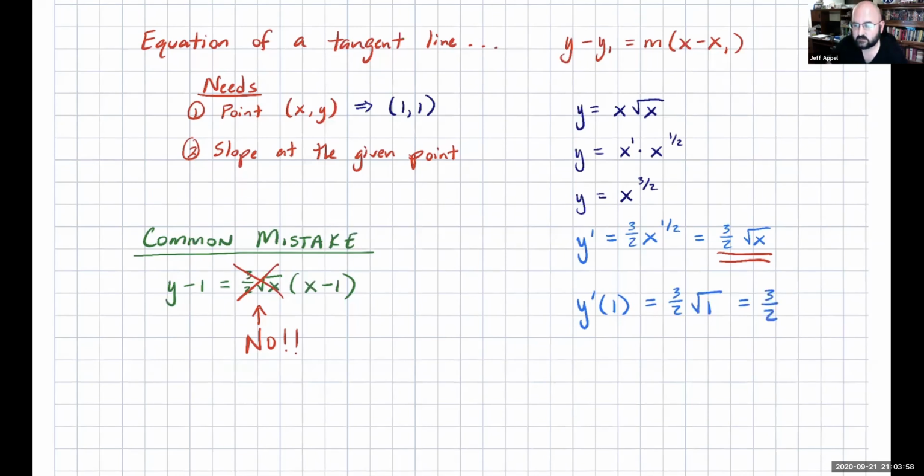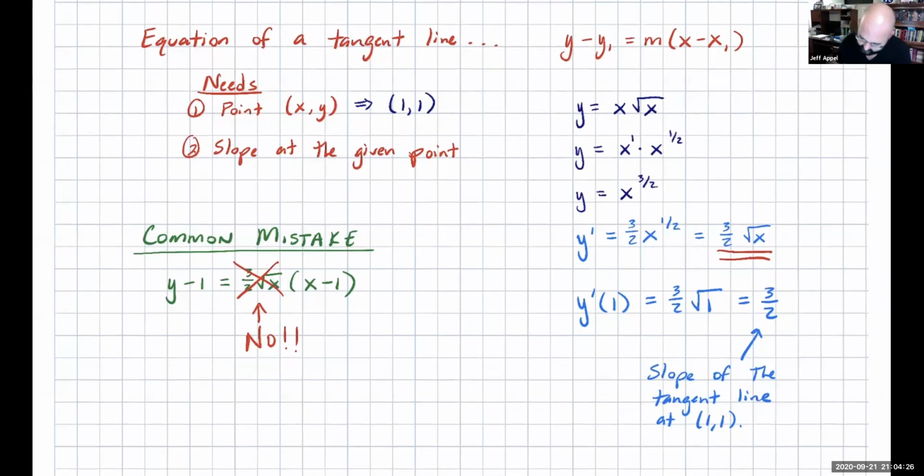So this is the slope of my line, right? Let's write that down. This is the slope of the tangent line, specifically the slope of the tangent line at the point (1, 1). And that's what we want, right? That's the slope we want. So if you find yourself plugging in a function for the slope, stop yourself, right? You don't want to do that. You want to plug in a numerical value.